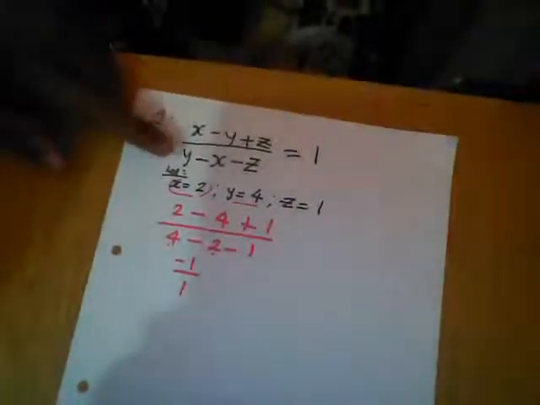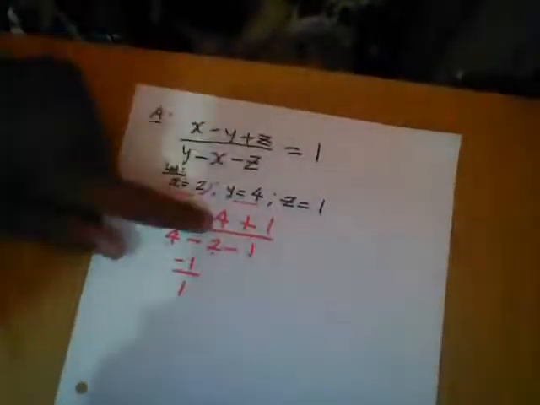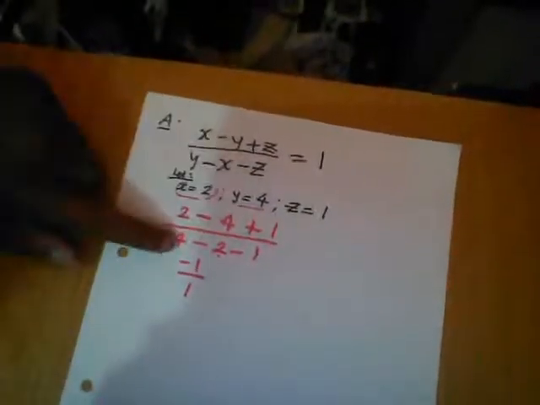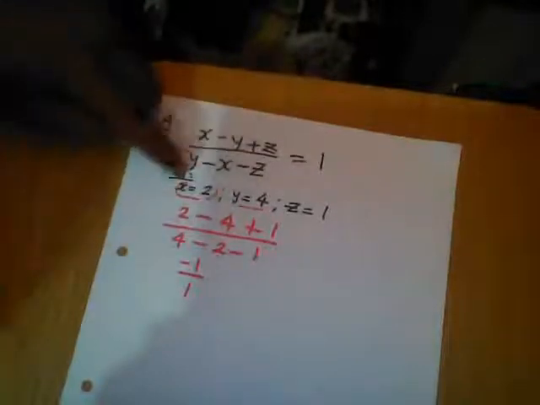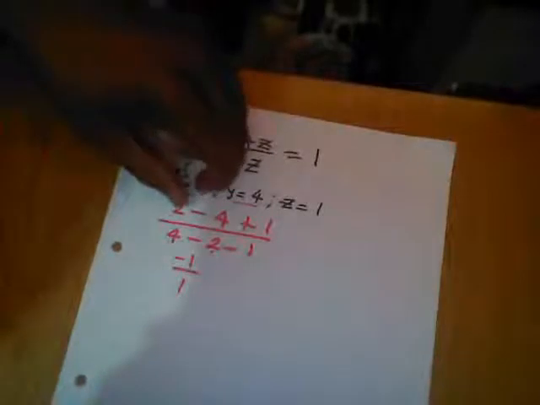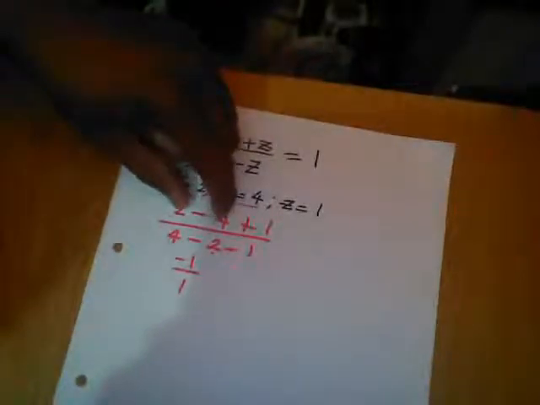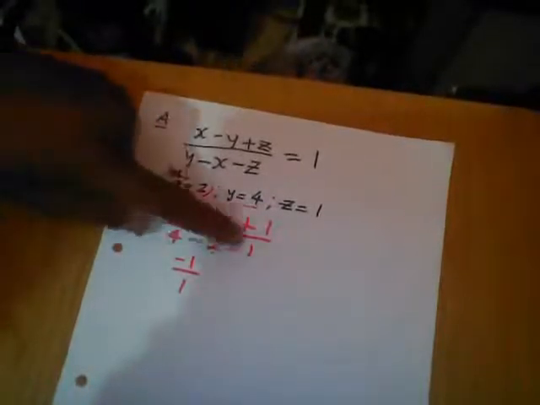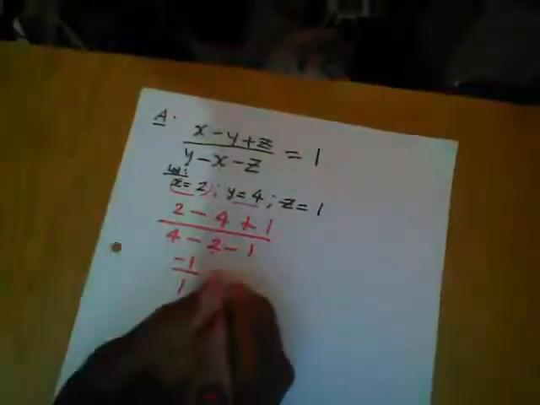Let's see. Did you substitute x correctly? x equals 2, yes. Minus y, and y equals 4, plus z, z equals 1. Then the denominator: y is 4, minus x, which is 2, and z equals 1. So 2 minus 4 is negative 2, plus 1 is negative 1. Now the denominator: 4 minus 2 is 2, and 2 minus 1 equals 1. So no, it's not true. When you divide, it equals negative 1, and negative 1 is not equal to 1. So for that case, A is not true.